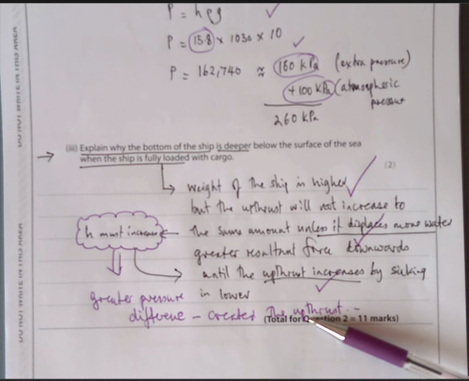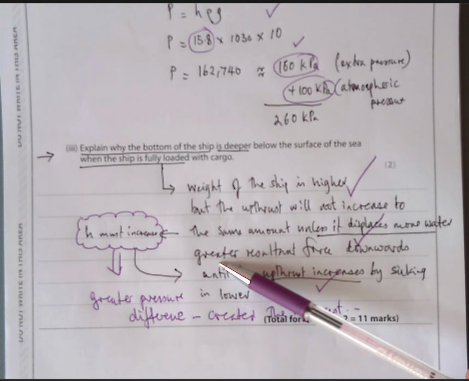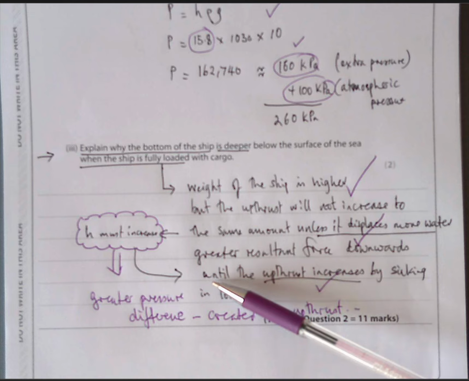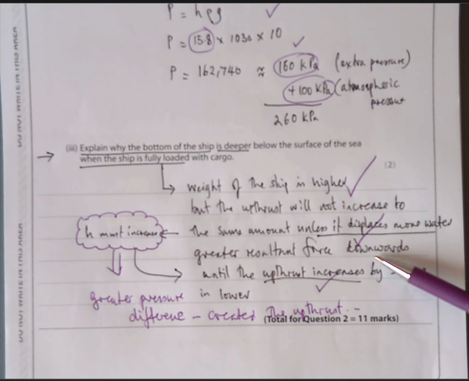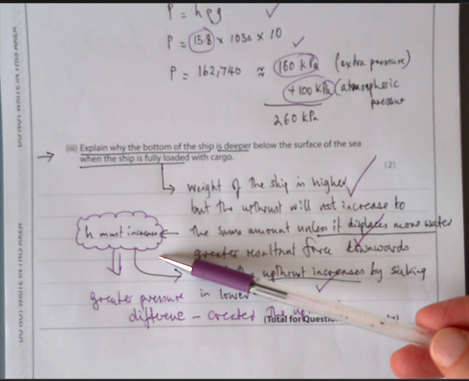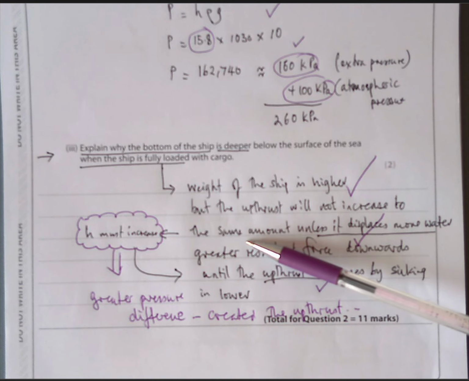Okay, so this then creates a greater upward force, which will then create a balance between the two forces. But until that happens, until it sinks, the upthrust will not be equal to the weight. That's why it initially moves downwards.